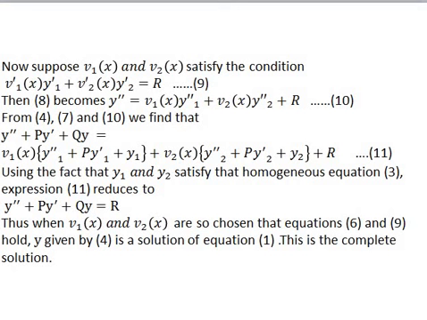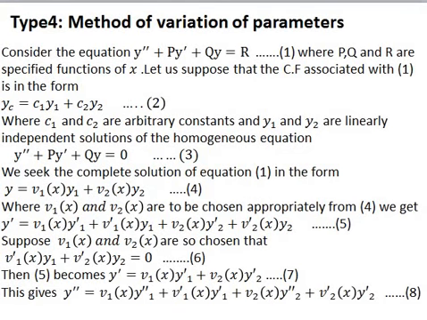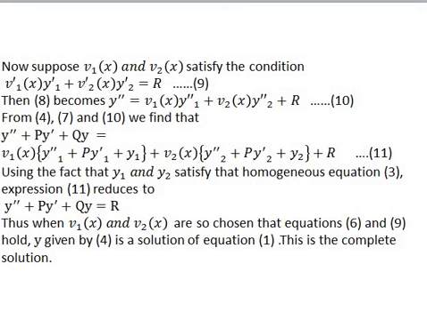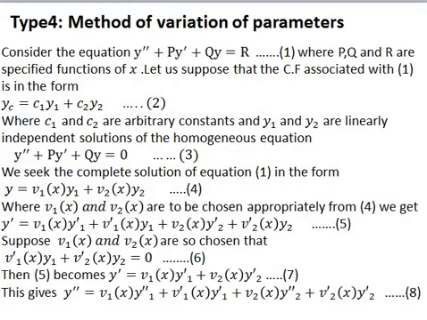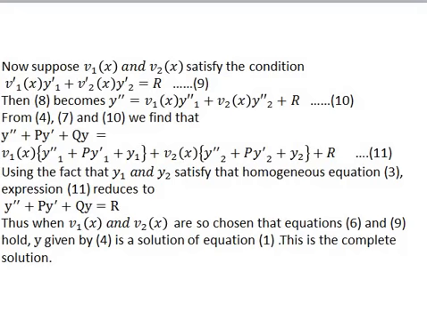Thus, when v1 of x and v2 of x are so chosen that equations 6 and 9 hold, y given by equation 4, y is equal to v1 of x y1 plus v2 of x y2, is a solution of equation 1. Equation 1 means y double dash plus p into y dash plus q into y is equal to r. This is the complete solution.